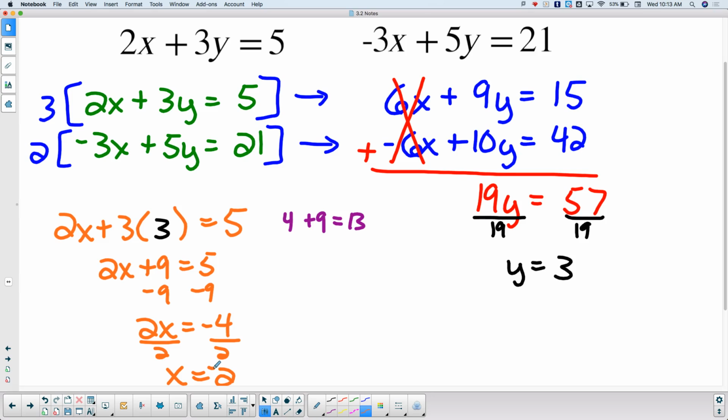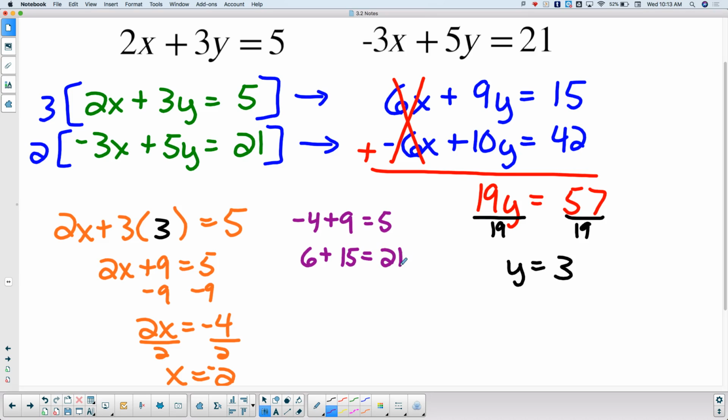So now let's go back and let's recheck it. 2 times negative 2 now is negative 4. 3 times 3 is 9. Negative 4 plus 9 is now 5. Now it checks out in the first equation. Okay? Negative 3 times negative 2 is 6. 3 times 5 is 15. 6 plus 15 is 21. Checks out in both equations.